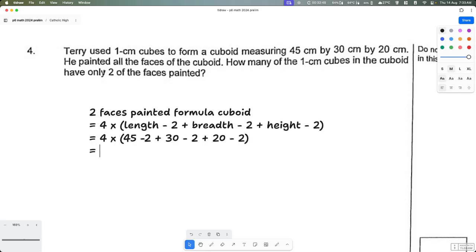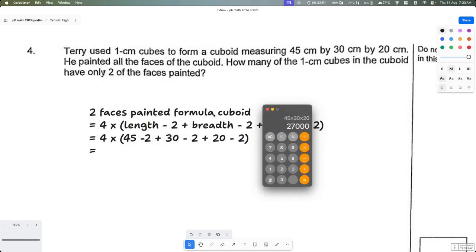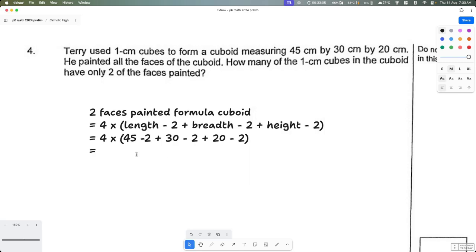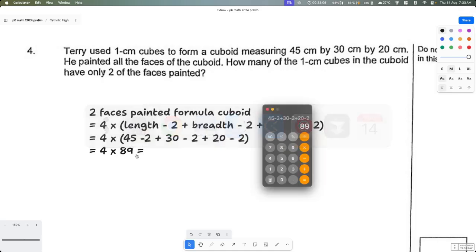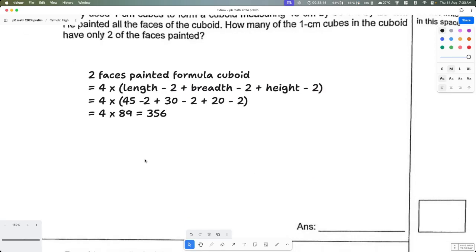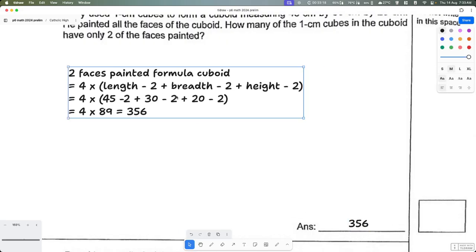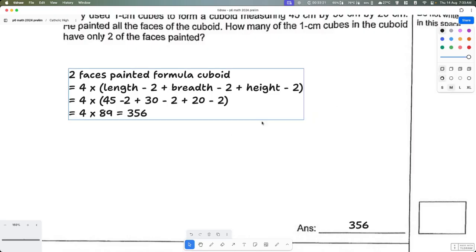So we can use our calculator. 45 minus 2 plus 30 minus 2 plus 20 minus 2. This will be 89. So it's 4 times 89, so you multiply this by 4. It gives us 356. That's about it. In a way, there's no need to understand this, but just remember this formula.